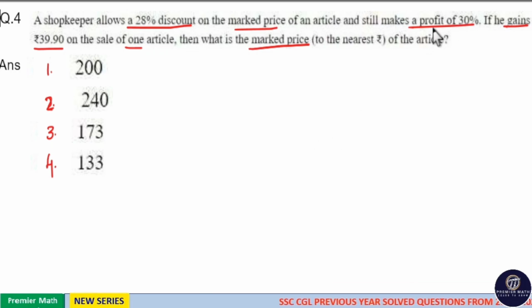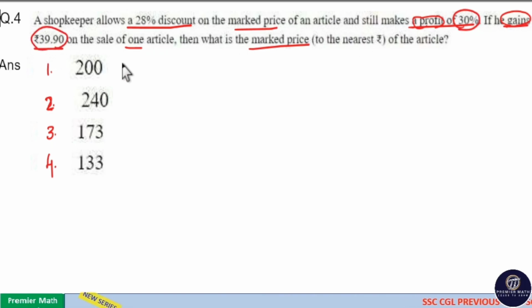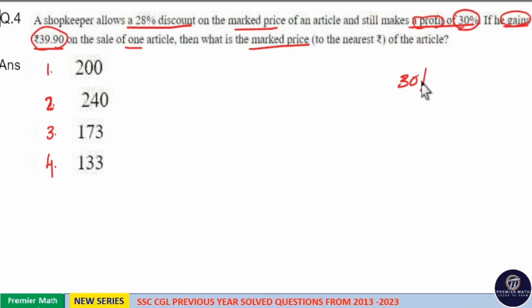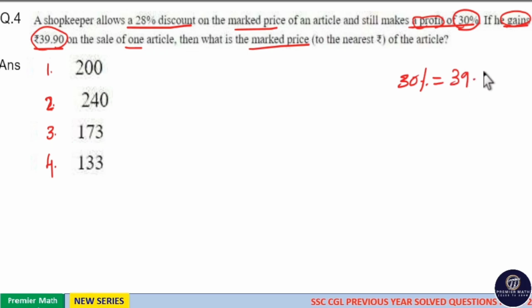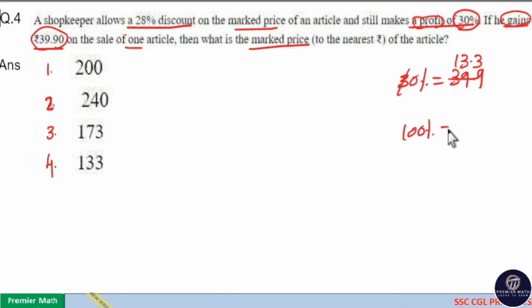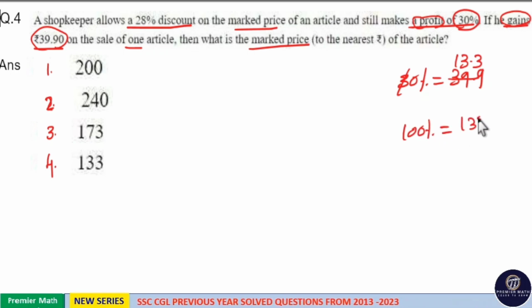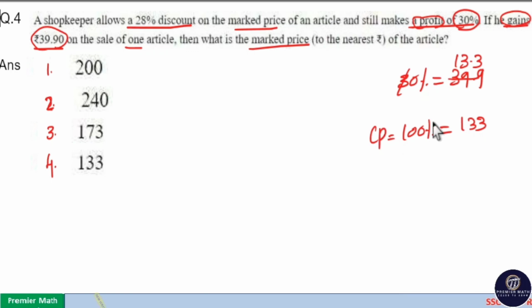Here, profit is same as gain. So here profit is 30% and gain is 39.9 rupees, which means 30% profit is equal to 39.9 rupees. Now 10% is equal to 13.3 rupees, so 100% is the cost price, 100% is equal to 133 rupees. Profit is always based on cost price because this profit is made from cost price. So cost price is 100%.